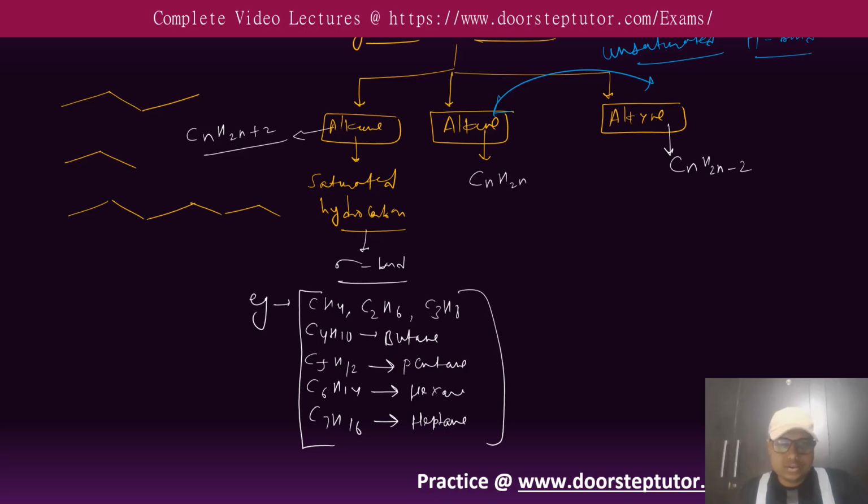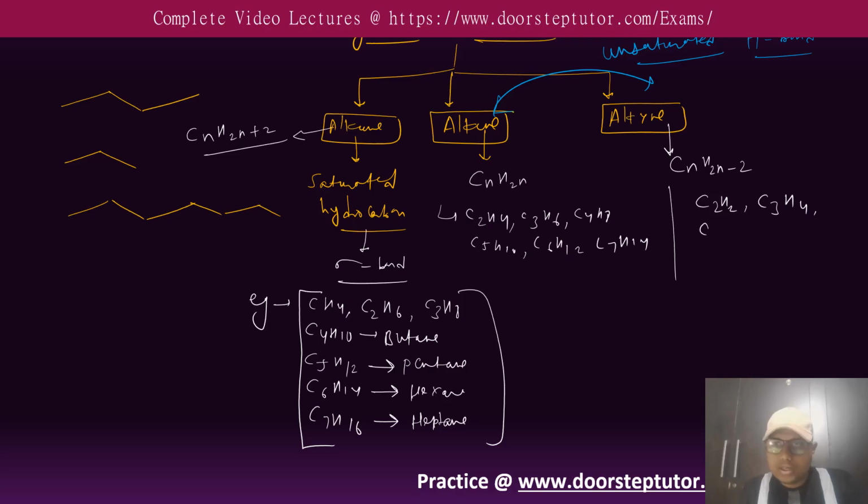When we talk about the alkene, alkenes start from C2H4. This is ethene, then C3H6, C4H8, C5H10, C6H12, and C7H14. These are all examples of the alkene. Similarly, we can talk about the alkyne, like acetylene, or ethyne, which is C2H2. Then C3H4, and C4H6, which means double the carbons, then minus 2.